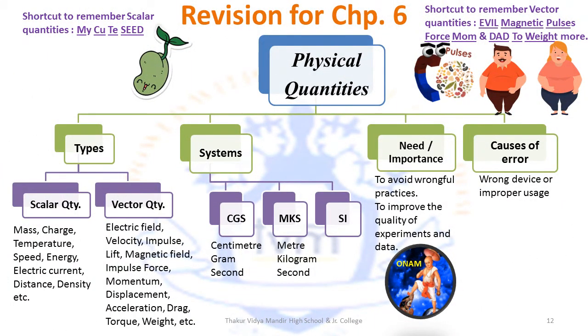Revision for Chapter 6. All about physical quantities. There are 2 types of physical quantities, scalar quantity and vector quantity. Scalar quantities require magnitude, that is basically a numerical value. Vector quantities require the numerical value as well as the direction.